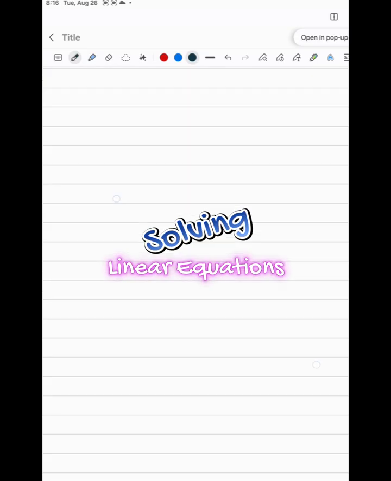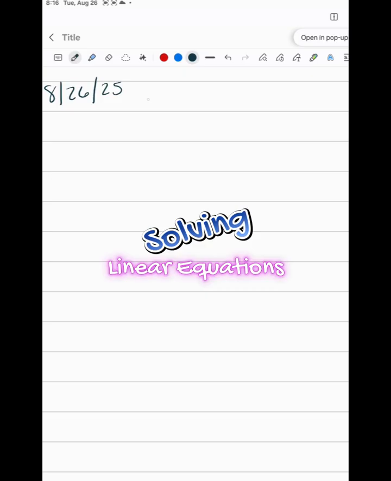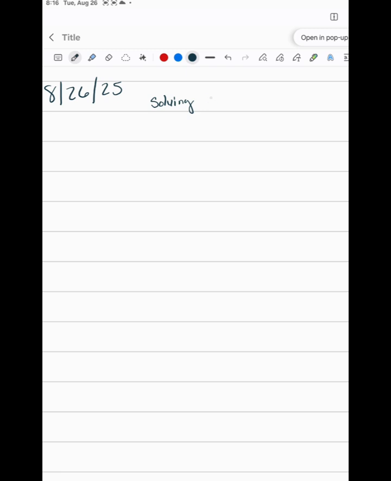All right, so today's date is 8/26/25. And our topic is still solving linear equations. Remember, our goal is to isolate the variable, get the variable by itself. And this is part A.